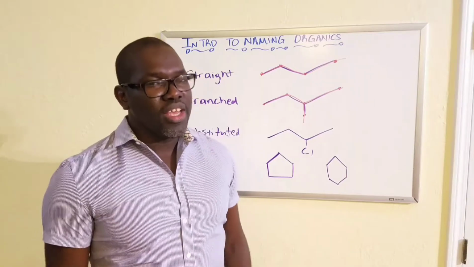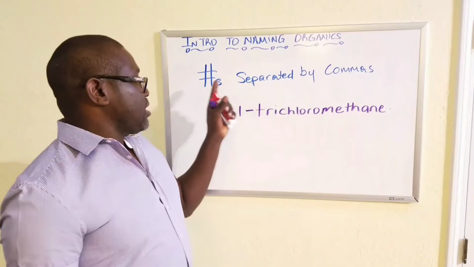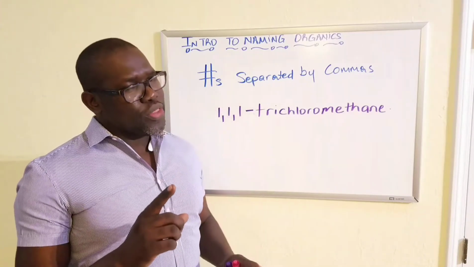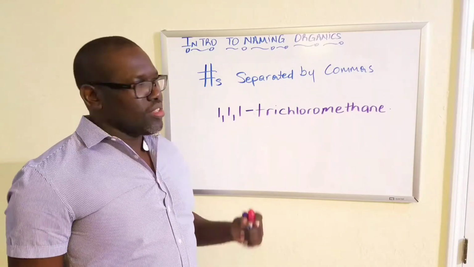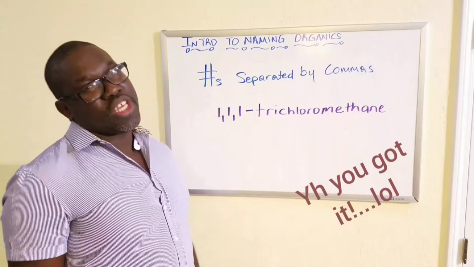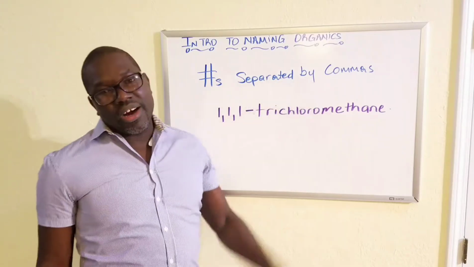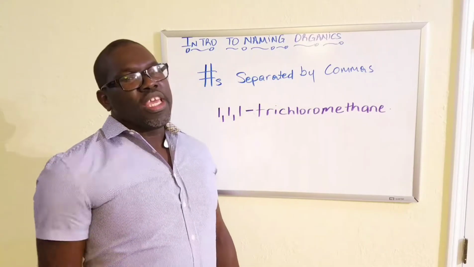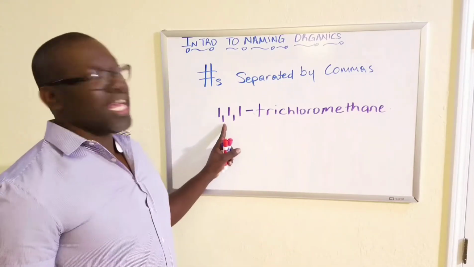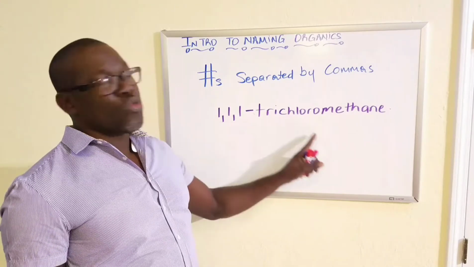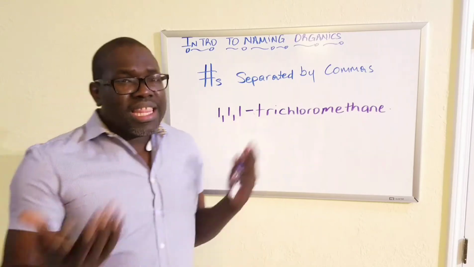Let us move on to the next point, which is number 4. Actually, this is numbers. I know you're thinking that it's hashtag, but it's actually numbers in our jurisdiction. Maybe on Twitter you say hashtag or whatever the case might be, but this is numbers. So numbers separated by commas. Very common. Another rule in naming organic compounds. You must separate your numbers by commas. And I've given you an example here. 1,1,1-trichloromethane. Notice that I've separated all the ones by commas. Really. And that's all we mean.